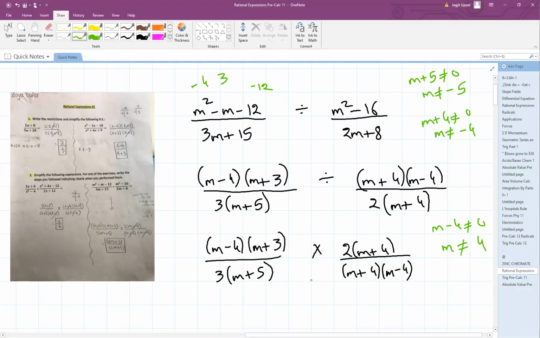And then we're going to cancel. So m plus 4 cancels with m plus 4. M minus 4 cancels with m minus 4. I'm left with 2 times m plus 3 divided by 3 times m plus 5, which is what you have. So this is perfectly fine.